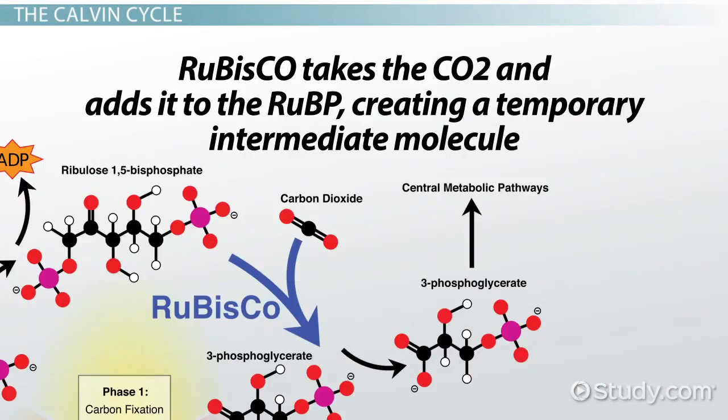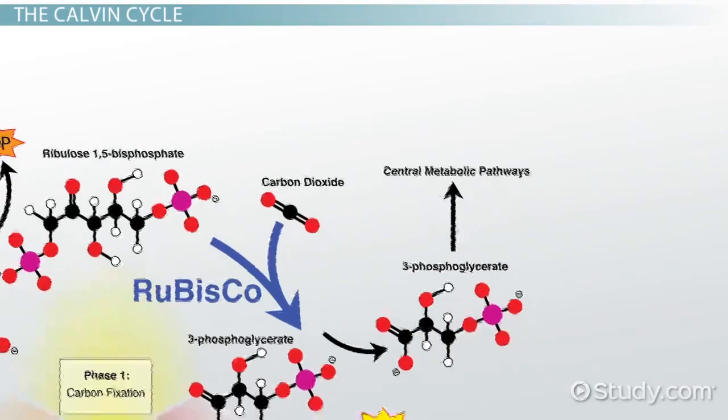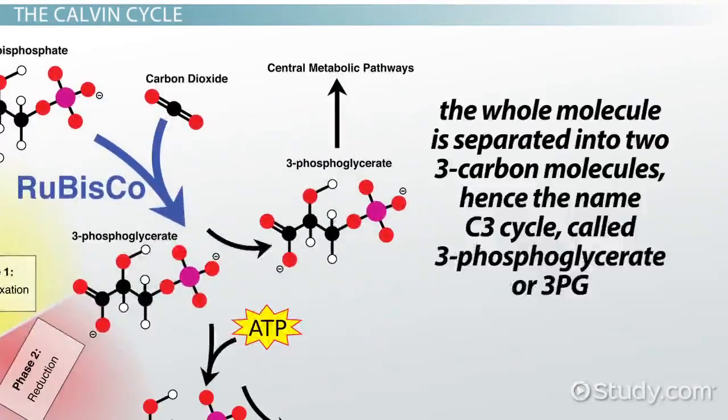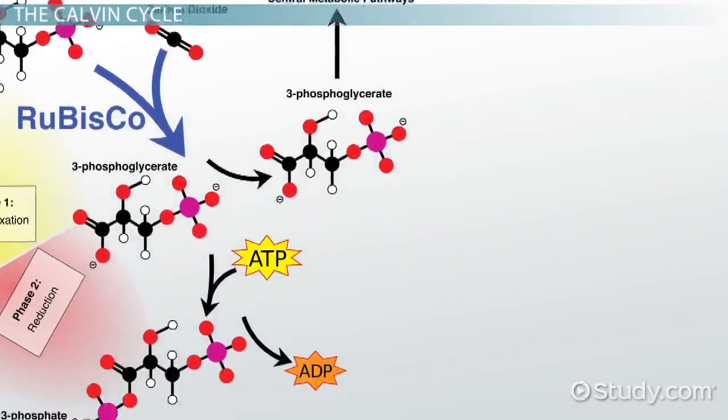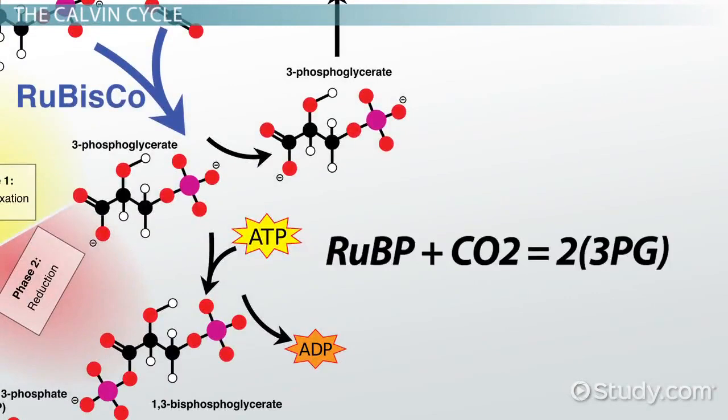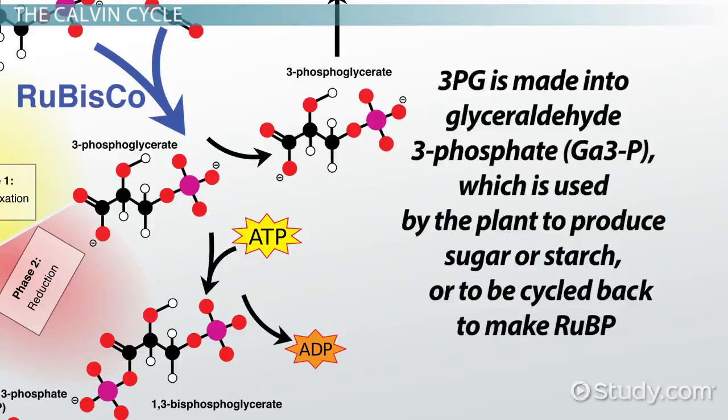Rubisco takes the CO2 and adds it to the RuBP, creating a temporary intermediate molecule. After the intermediate is formed, the whole molecule is separated into two 3-carbon molecules, hence the name C3 cycle, called 3-phosphoglycerate, or 3PG. An equation for the reaction might look something like this: RuBP plus CO2 equals 2 times 3PG. The 3PG is made into glyceraldehyde 3-phosphate, GA3P, which is used by the plant to produce sugar or starch, or to be cycled back to make RuBP, which again allows for carbon fixation.